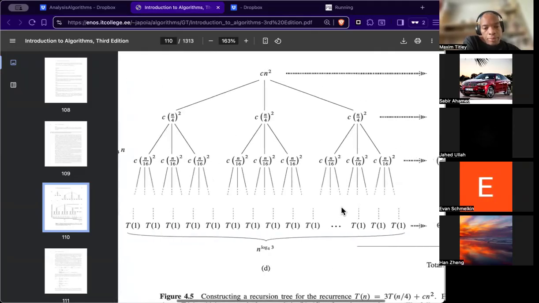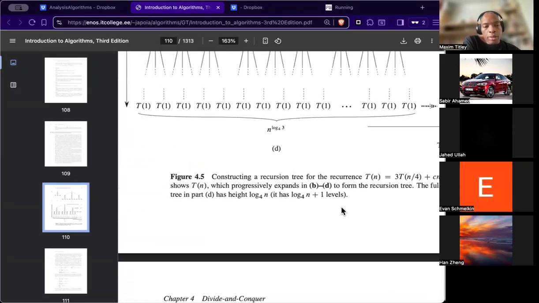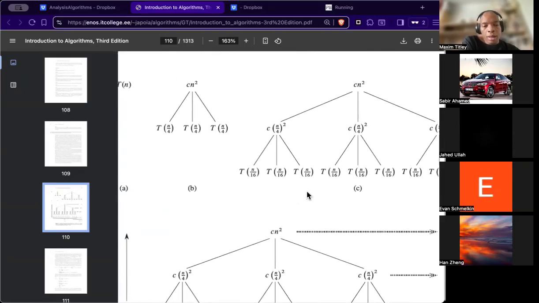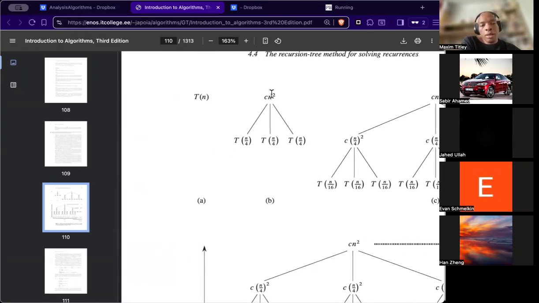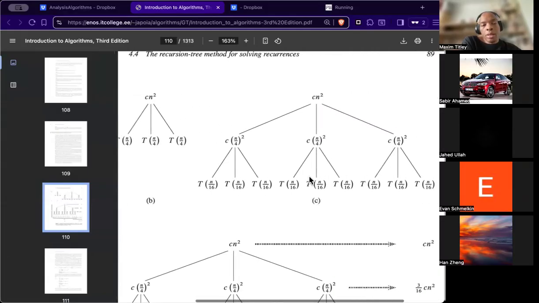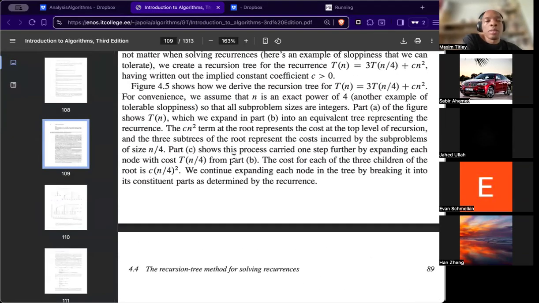And then finally, D. Don't associate the actual letters with side-by-side diagrams. Associate them with the levels, okay? So first level, A, that guy there, that's T of n. It expands into part B, which is what we have here, right? That's going to clearly expand into C, but let's just take a look. So now part C shows this process carried one step further by expanding each node with cost T of n over 4 from part B. The cost for each of these three children of the root is c times n over 4 squared.